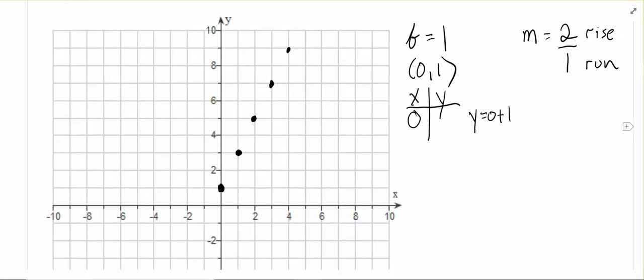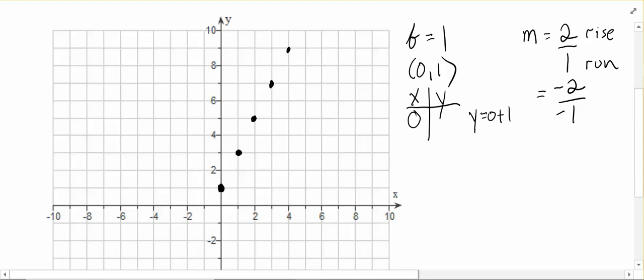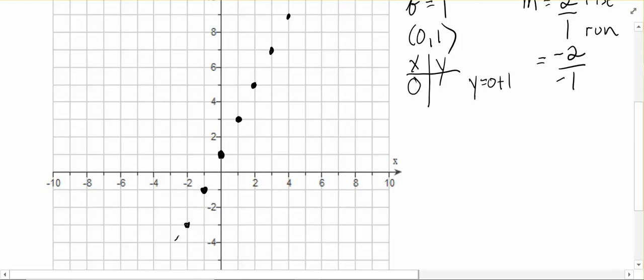Now, we want to also keep in mind that this number 2 could have been thought of as negative 2 over negative 1. A negative divided by a negative is still a positive, so this would have meant to go down by 2 and left by 1. Because a negative rise means to go down, a negative run means to go to the left. And so we could go down 2, left 1 a few times, place and connect the dots, and that's how we could graph y equals mx plus b there.